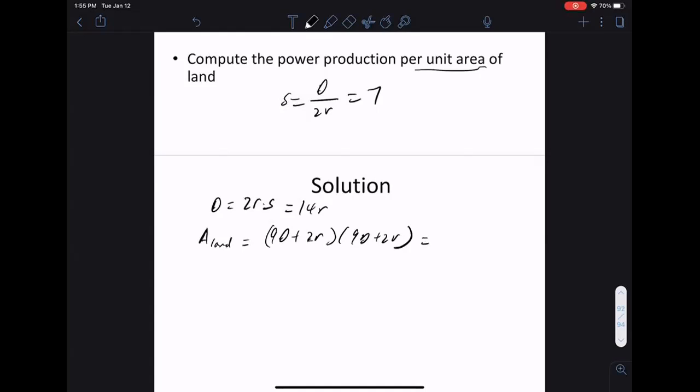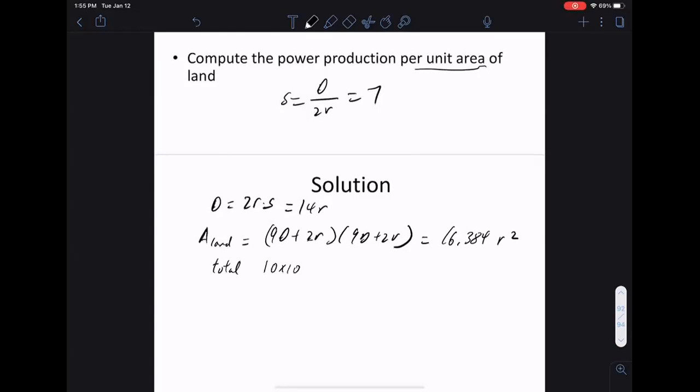This is 1434 R squared. So we're going to carry the R squared. It turns out it's not required for this question. Then I have a total of 10 by 10, 100 turbines. I have this many turbines.